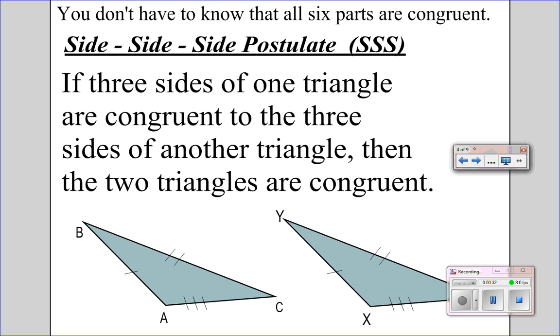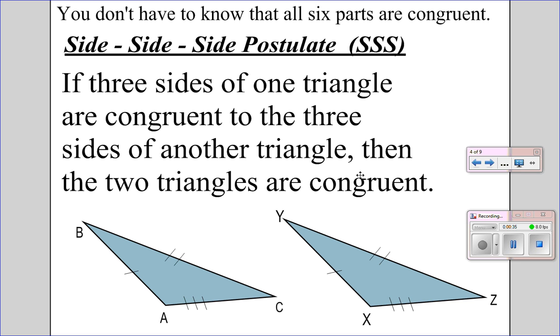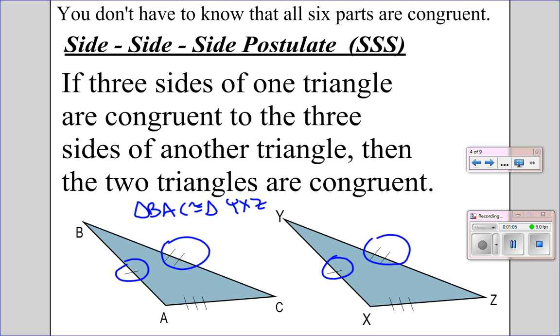So first off, in the side, side, side postulate, I can say if 3 sides of one triangle are congruent to the 3 sides of another triangle, then the 2 triangles are congruent. So in triangle BAC and YXZ, if I have 3 corresponding sides that are congruent, then I can say that triangle BAC is congruent to triangle YXZ. That's because I have this side with the 2 tick marks congruent to this side with 2 tick marks, and this side with 3 tick marks is congruent to this side with 3. And so I have 3 sides that are congruent, and therefore I can prove they're congruent by using the side, side, side postulate.